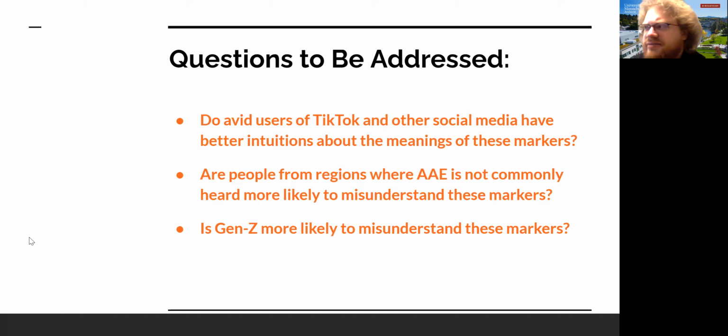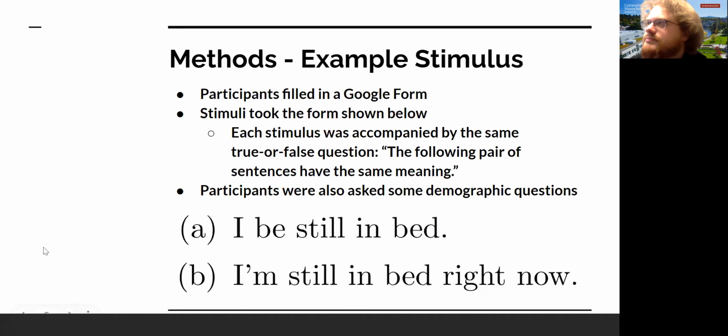And finally, is Gen Z more likely to misunderstand these markers? So something I wanted to look at: if young people are online more, they may be seeing this language co-opted more, used incorrectly more often. They might not be learning how to use it correctly. They might be learning incorrect ways to use it. So are they really using it incorrectly or not?